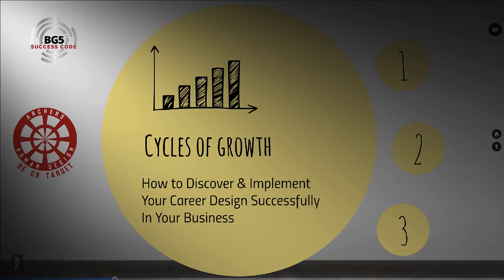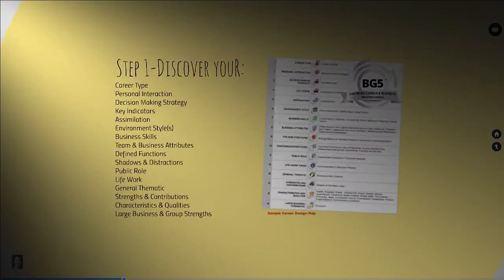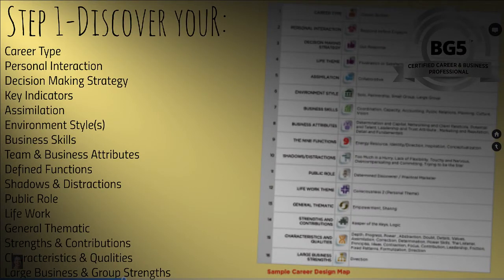And here I am with my left facing mind that is loving to sell you on strategies, your career design successfully in your business. So up until this point, for the most part, if you've been taking human design classes with me, you've heard me use the human design language, not so much the business design language. It's slightly different. So in the BG5 career and business language, we have 16 success codes. Some of this stuff you already know as a human design student of mine. Other things you may not.